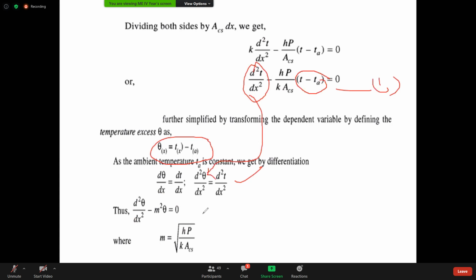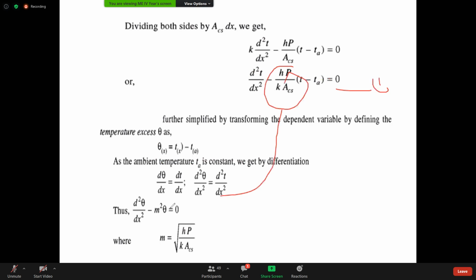So you don't need to worry about it, since in place of this, the m was introduced here. The m is a constant, that m is equal to root over hp by k into area, the cross sectional area.